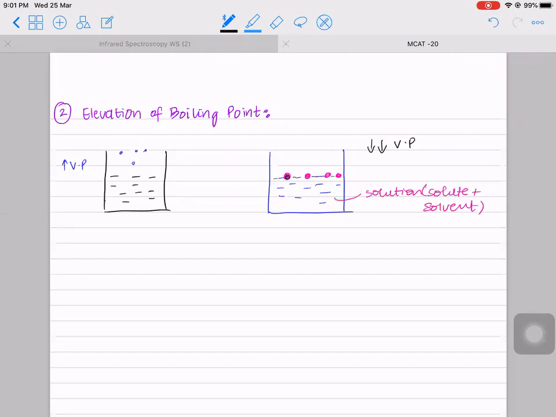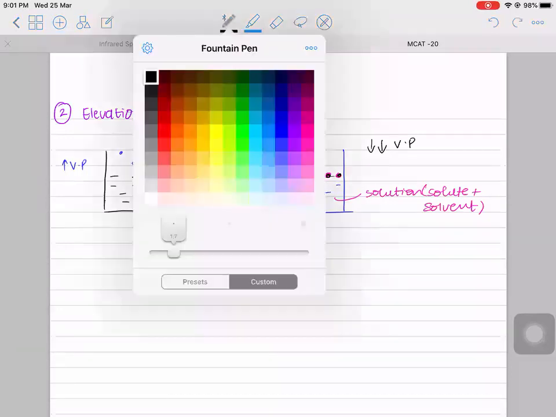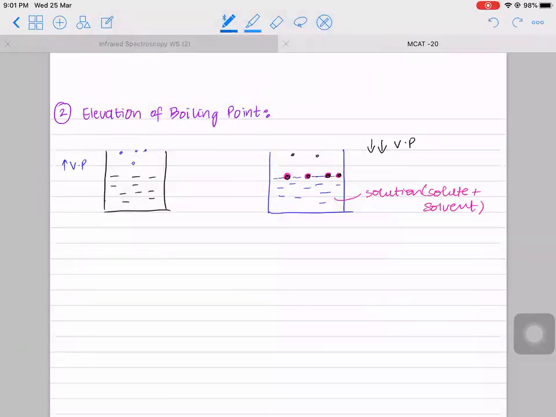Because आपका surface पे अब solute भी है, so that will decrease the vapor pressure. Fewer solvent particles will now be escaping as vapor, right? Because the surface is covered with solute. So we know that on addition of solute, the vapor pressure tends to decrease.